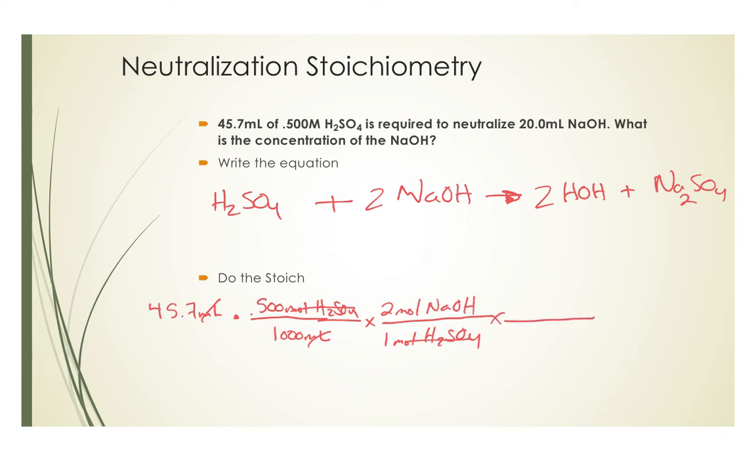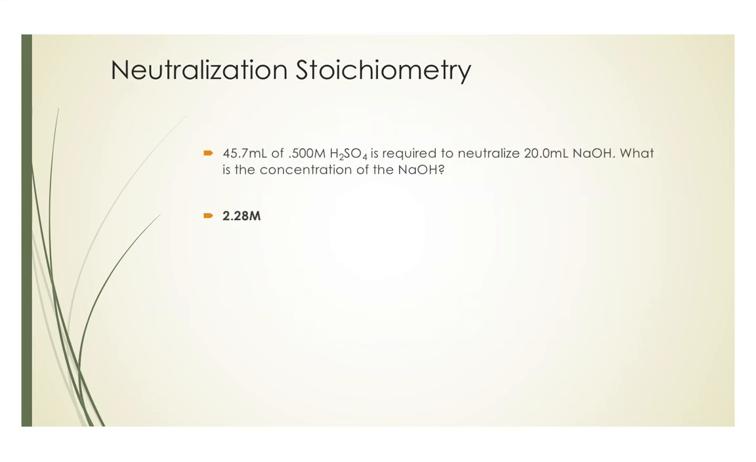Then we're going to take that moles of NaOH and turn it into a molarity. In order to do that, we need moles per liter. So I'm just going to go 1 over 20 milliliters, and we can go 1,000 milliliters per liter, and that will cancel that out. If we do that entire calculation, then we can get the molarity of the NaOH solution. And if we do that on our handy dandy calculator, we get 2.28 molar.